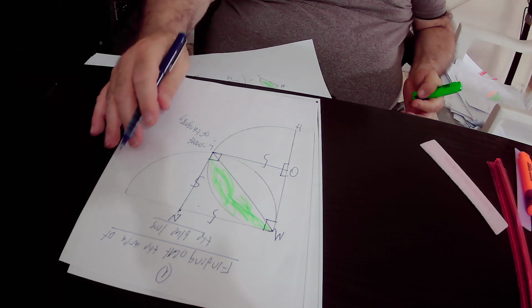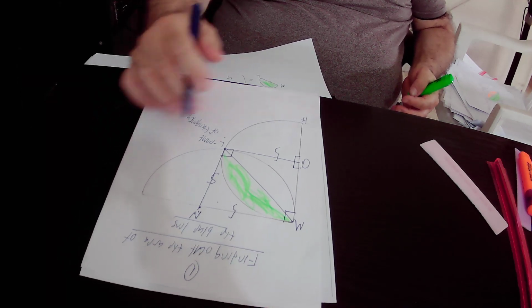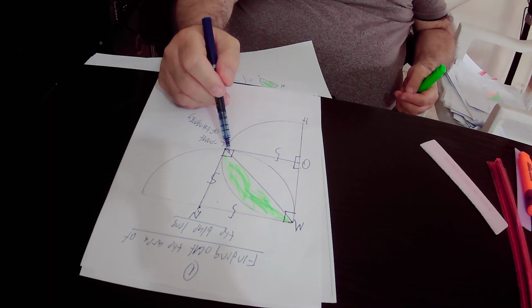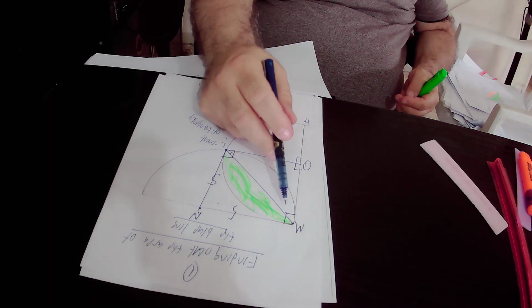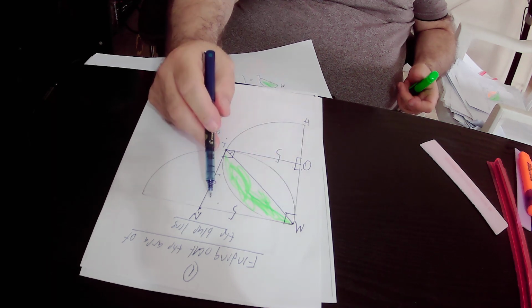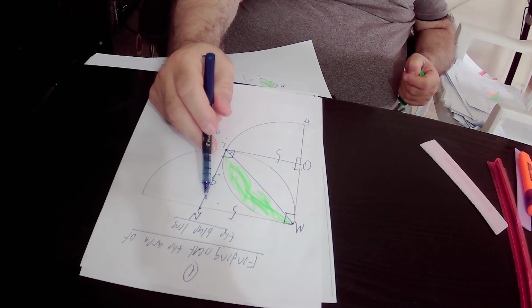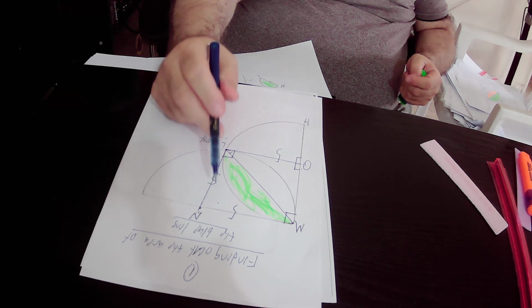So here you can see that this angle equals 90 degrees. This angle equals 90 degrees. This angle also equals 90 degrees. So here the missing angle, you know that the sum of the angles in any quadrilateral equals 360 degrees. So this angle must be equal to 90 degrees.